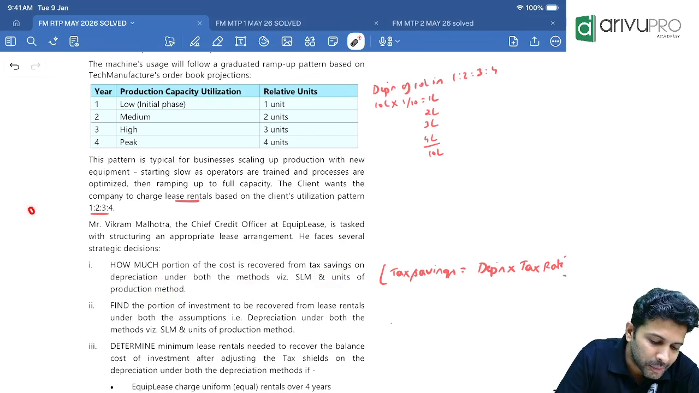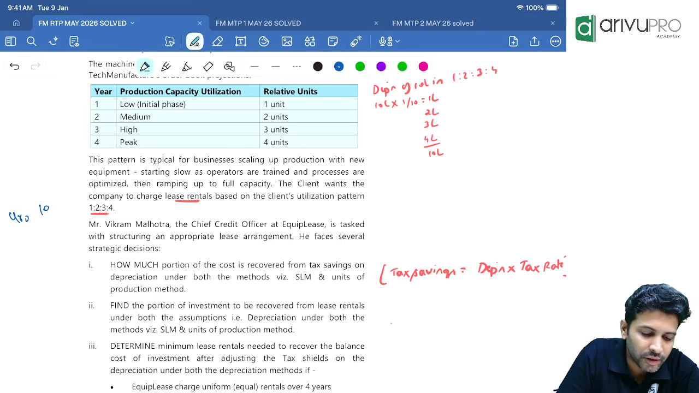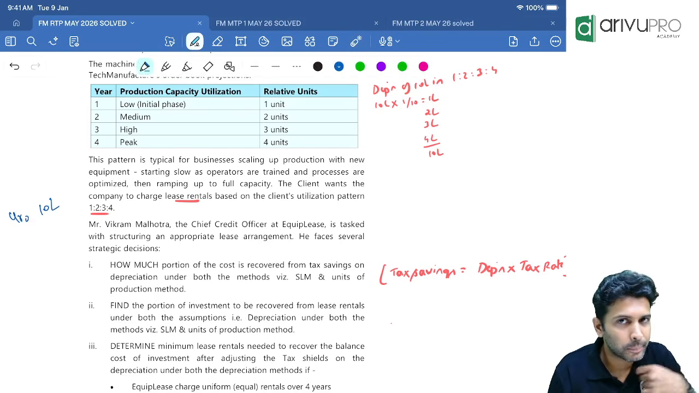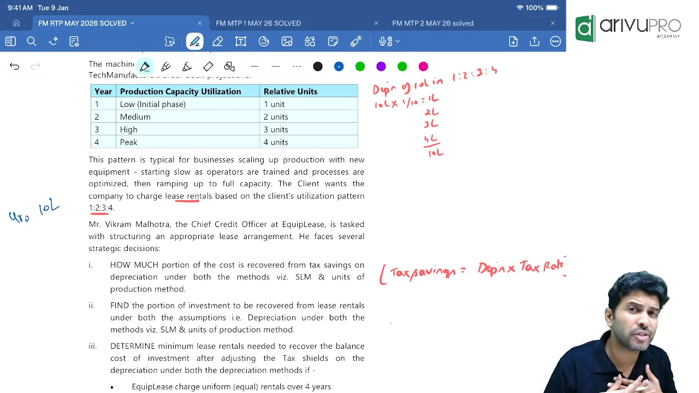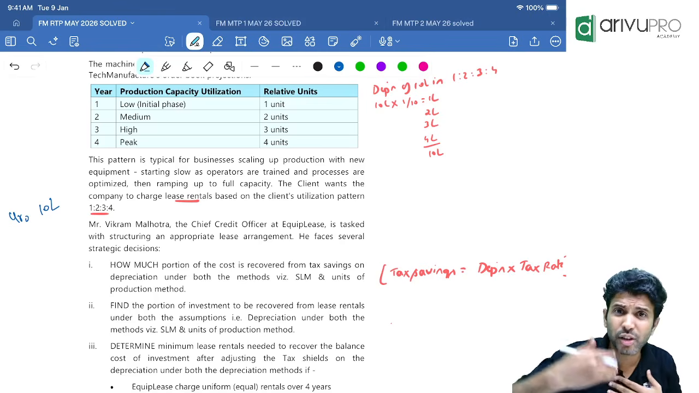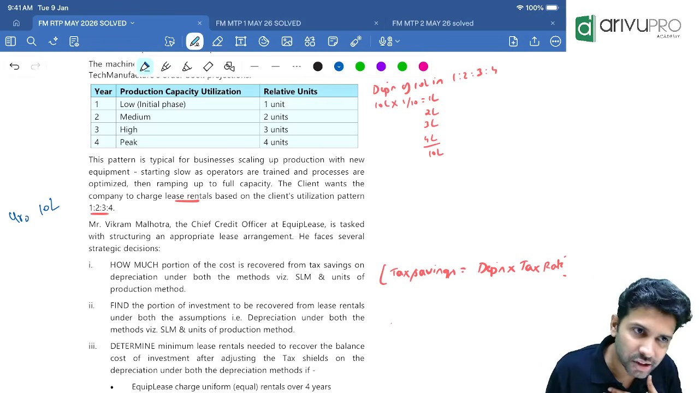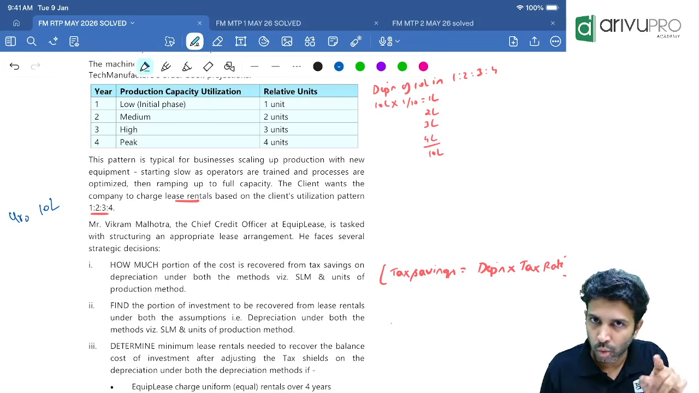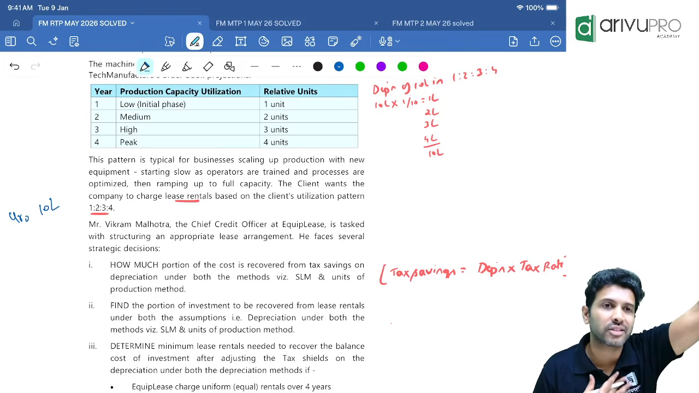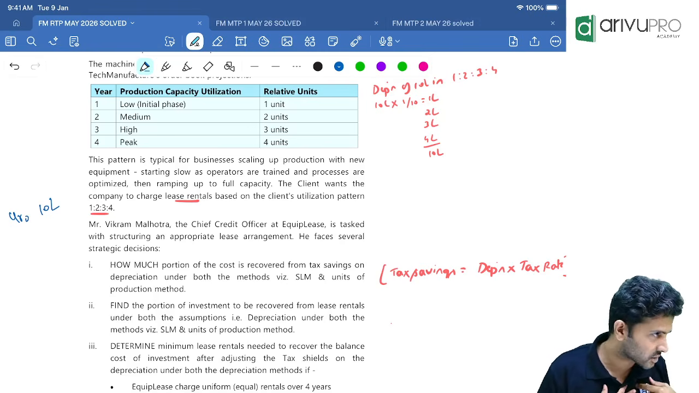Now, how much did we invest? 10 lakh. When did we invest? At year 0, we invested 10 lakh. Now depreciate. See, we have purchased the asset, which means we will claim depreciation. We have not sold the asset. We have given the asset on lease. Correct? Now, who will book depreciation, the client or us? Because the asset is ours.